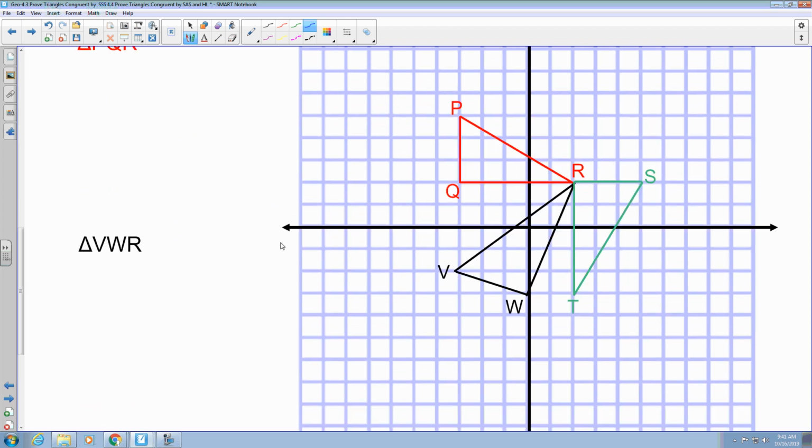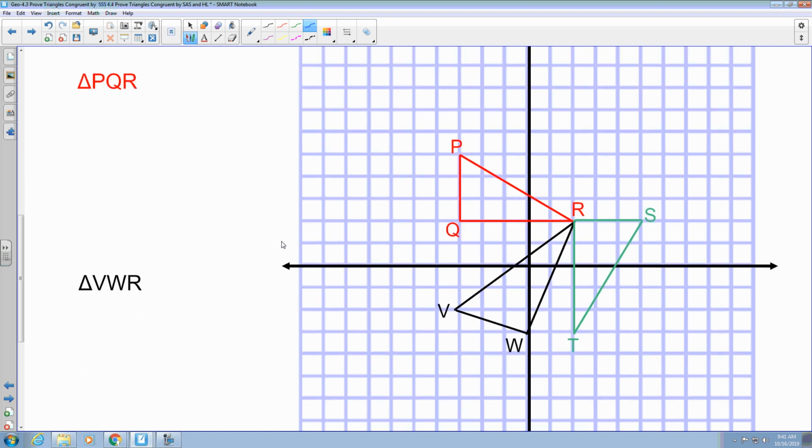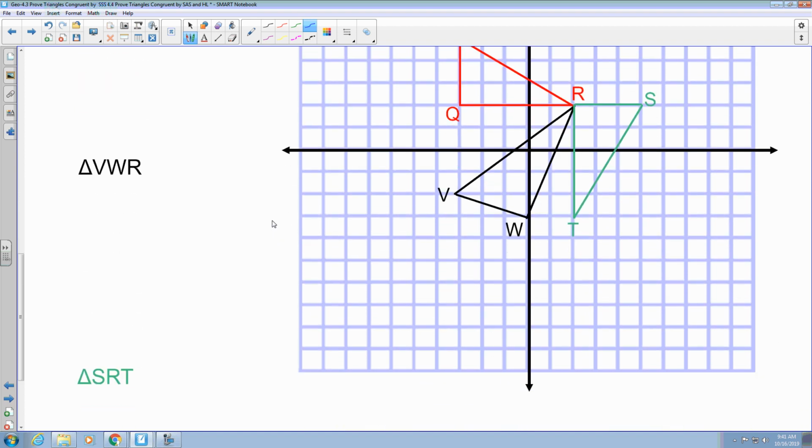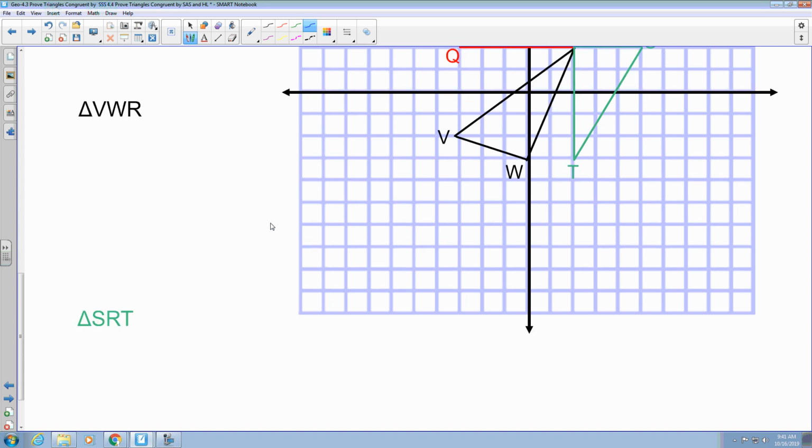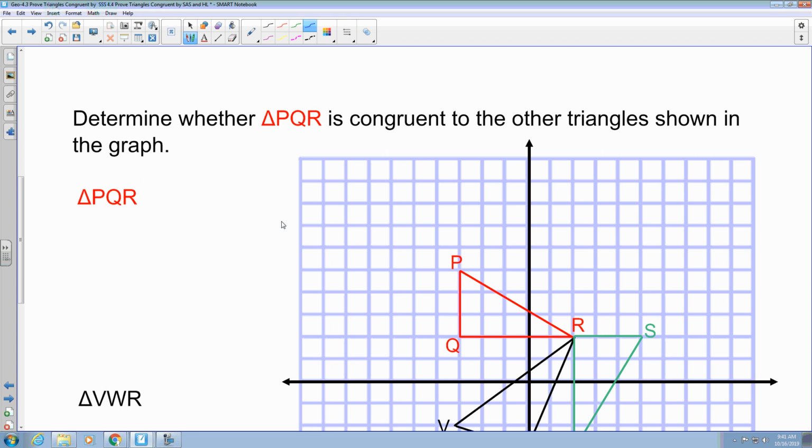Next thing we have here, we have a series of 3 triangles. We have triangles PQR, VWR, and SRT. The question they're asking is they want to determine if triangle PQR is congruent to the other triangles shown on the graph. All right, so first things first, we have to be able to implement the distance formula in order to prove this.